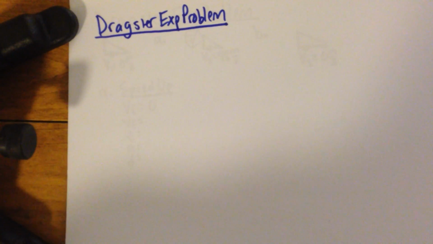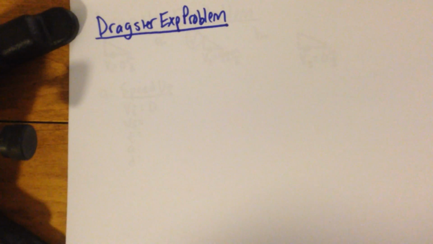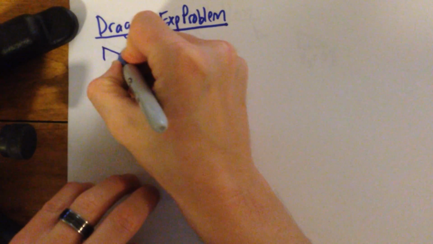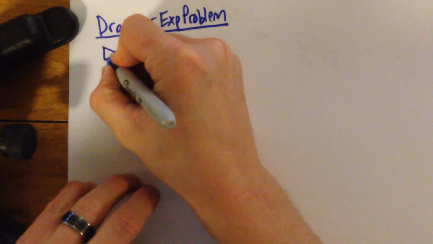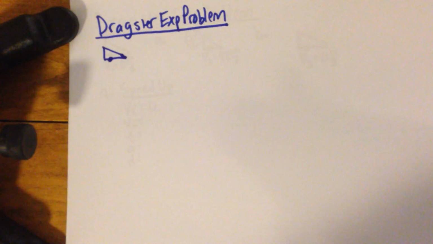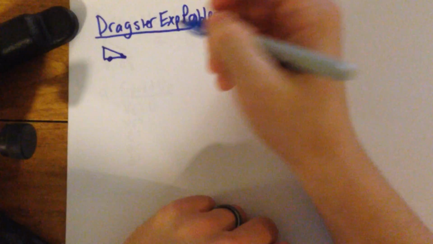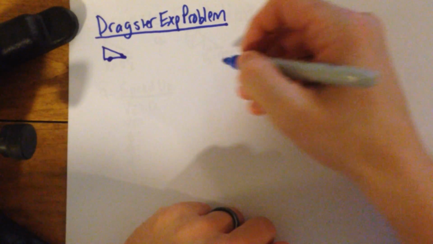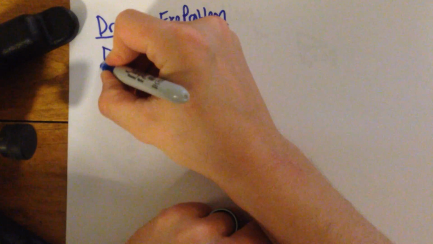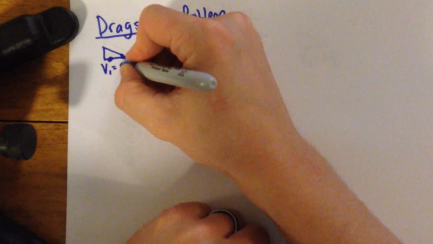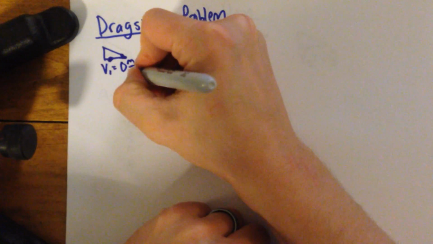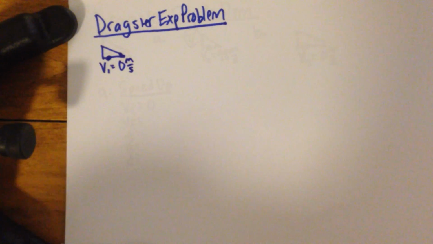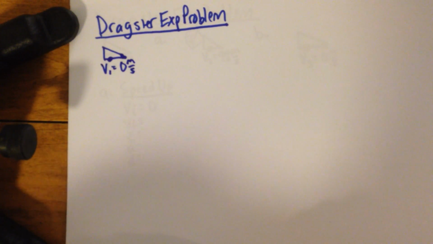Hey everybody, so we're going to do the Dragster example problem to get you set up to learn how to solve problems using the kinematic equations. So a dragster is kind of like a race car, but the point is just to go really, really fast and accelerate really, really quickly also. Our dragsters, when they race, just race in a straight line. And they always start at rest. So I'm going to say V1 equals 0 meters per second.